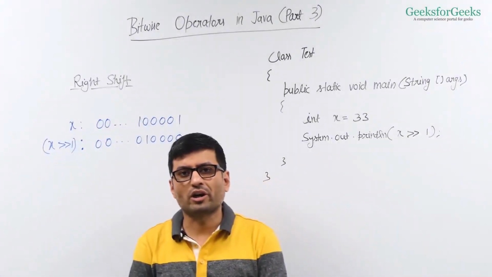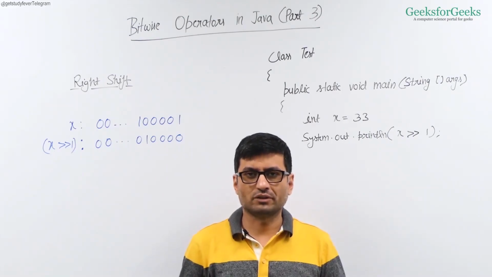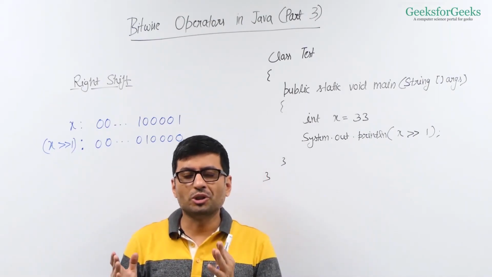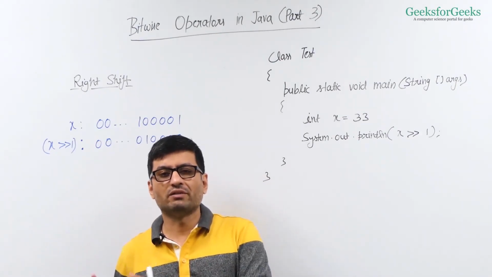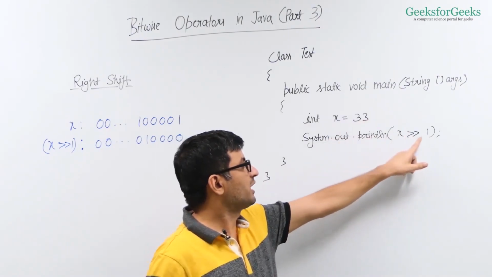Let us now talk about the right shift operator. Right shift is the opposite of left shift. What happens in right shift is you shift all the bits right by the given positions. So I've shifted right this number x by 1.